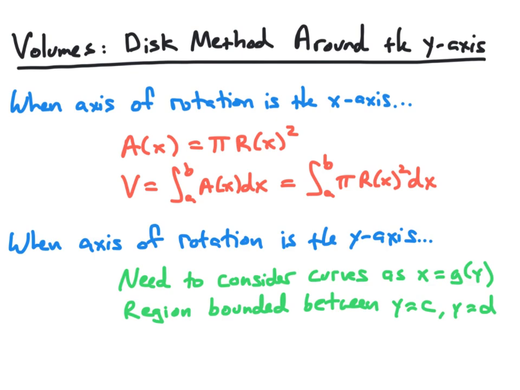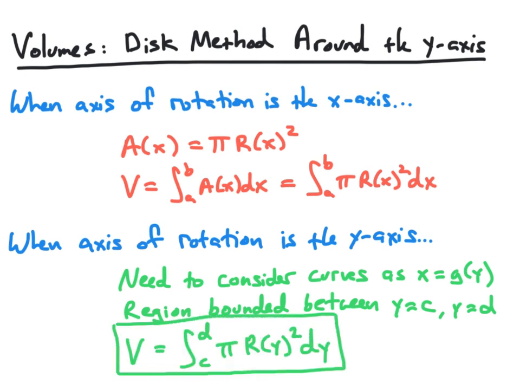However, when the axis of rotation is the y-axis, we have to think of things a little bit differently. In particular, we need to consider everything as functions of y instead of as functions of x. That means each of our curves has to be thought of as x equals a function of y, say x equals g of y, instead of how we typically think of functions as y equals f of x. We also need to think of the region being bounded between two particular y values. Instead of being between x equals a and x equals b, we're going to bound our solid between y equals c and y equals d.